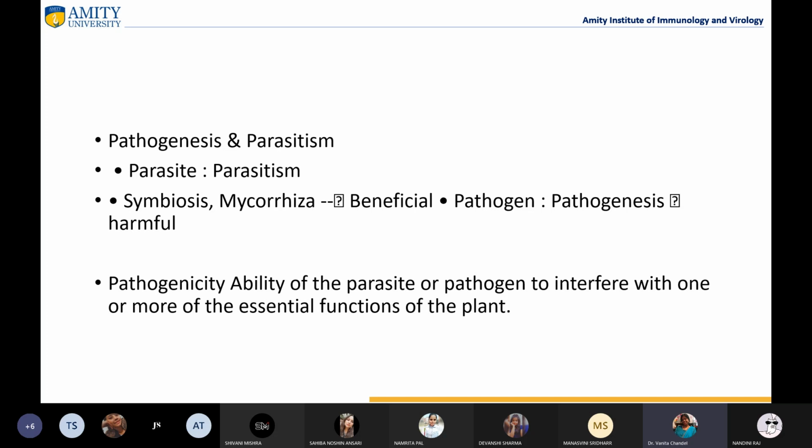So pathogenicity means the ability of a parasite or a pathogen to interfere with one or more essential functions of the plant. That is pathogenicity. That means it is able to interfere with one or more essential functions of the plant, right?